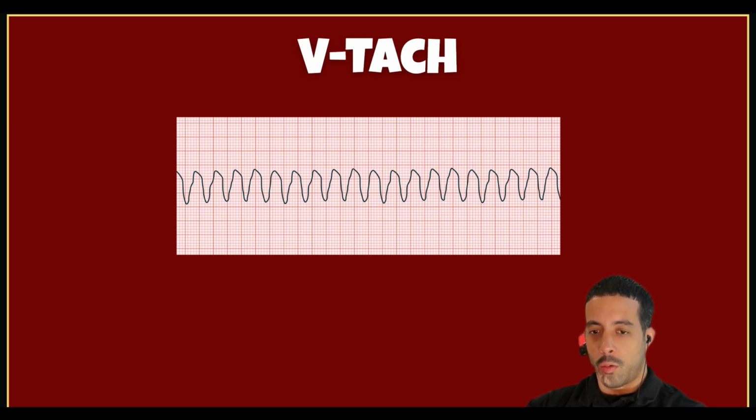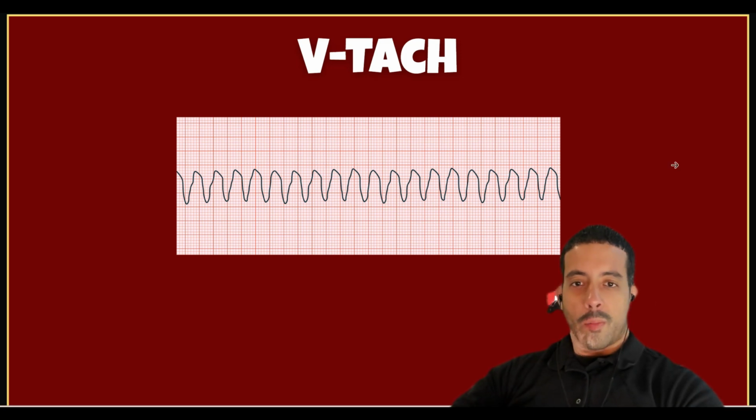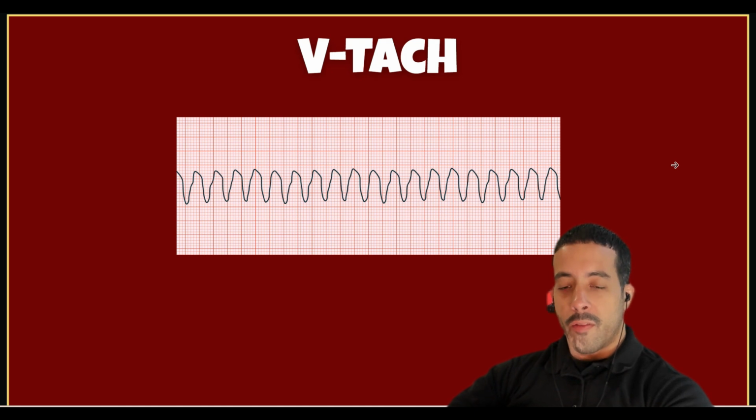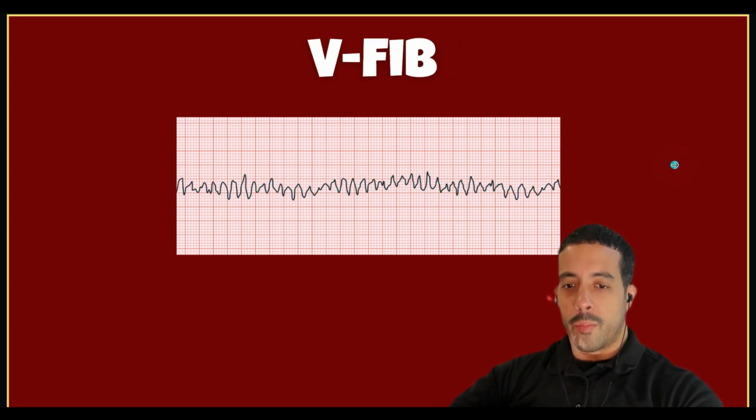So there's VTAC with a pulse and VTAC without a pulse, which is basically cardiac arrest. So when we talk about ventricular rhythms, these patients are very, very sick. If you have VTAC with a pulse and the person's unstable, then you go ahead and cardiovert them. Now, when we talk about VFib, ventricular fibrillation, this person's in cardiac arrest and they need to be defibrillated.